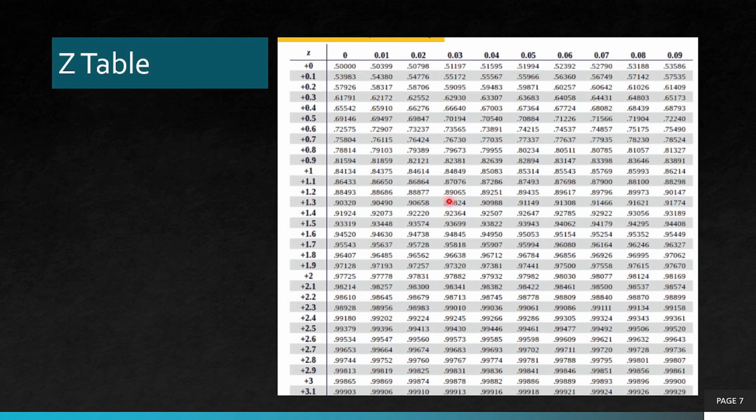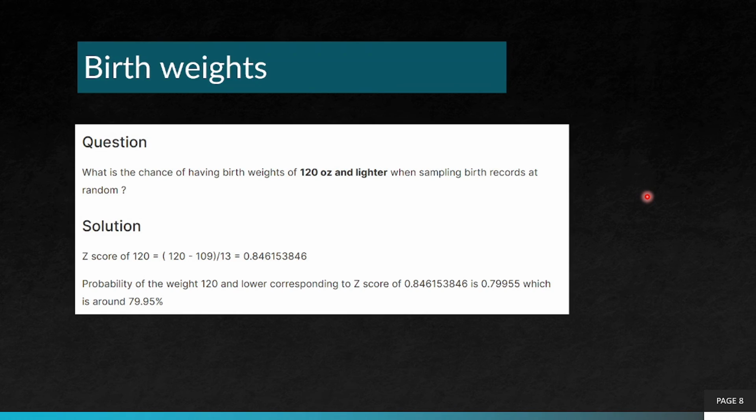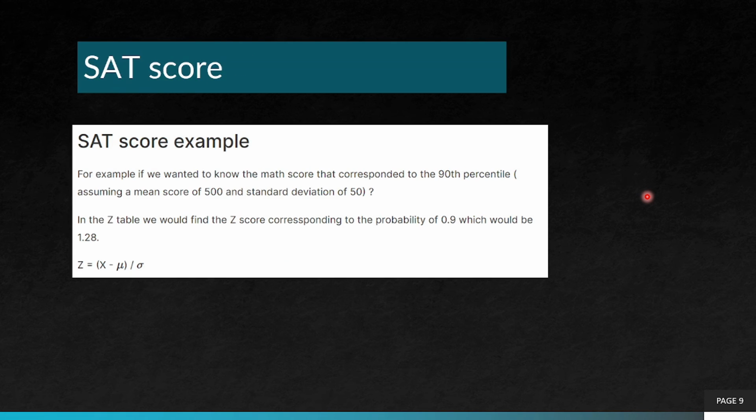So here, if I go here, you see it is 0.89973, which is around the probability of 0.9, and that's why we have got 1.28 as a Z score. X is unknown, mu, the mean, is 500, the sigma is 50, and we plug into this equation, we can find out the unknown, that is x.